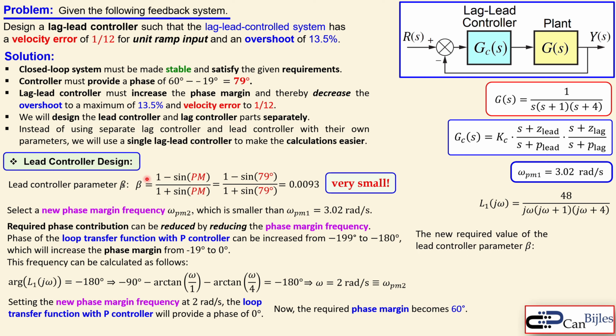Now we need to calculate a new beta parameter. Now the required value of the lead control parameter beta is calculated using this 60 degrees instead of the 79.